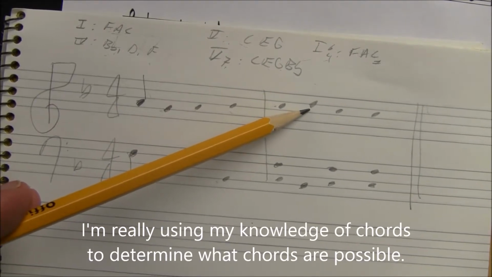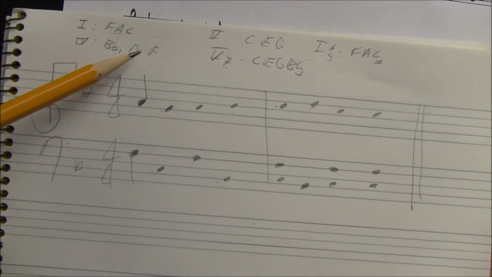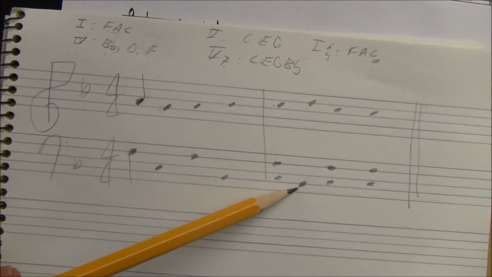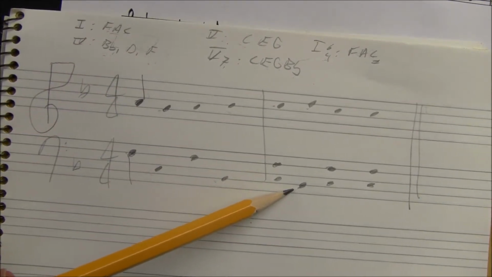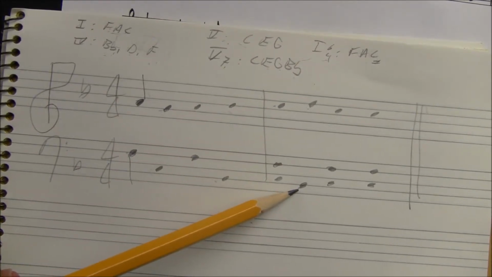Here the soprano's on a D, so there's really only one of these chords that has a D in it, which is the 4 chord, B flat, D, F. So it almost has to be a B flat. I don't know what else it could be. As long as there's a D in the soprano, it has to be B flat in the bass.